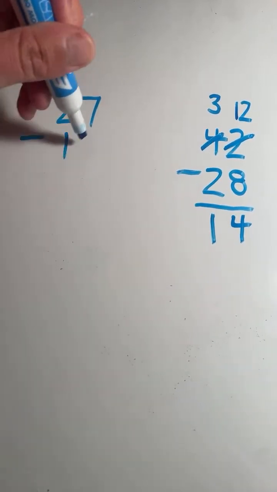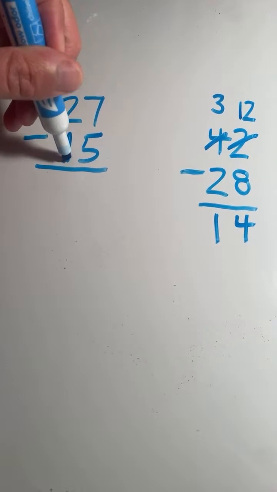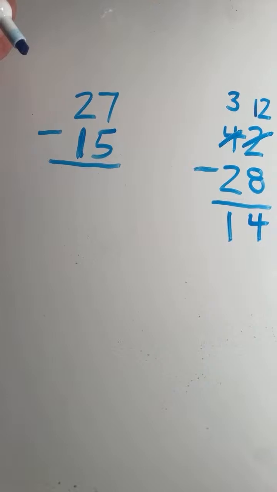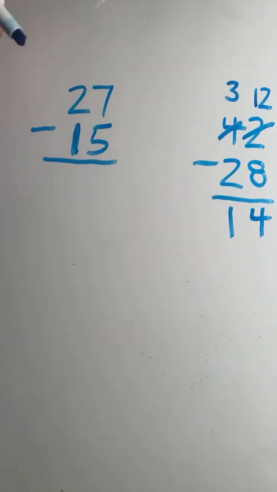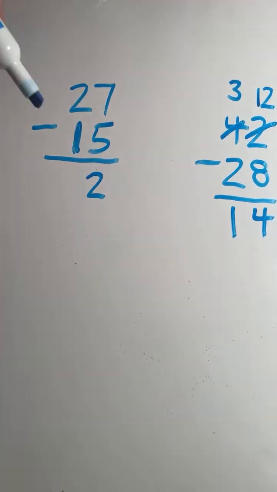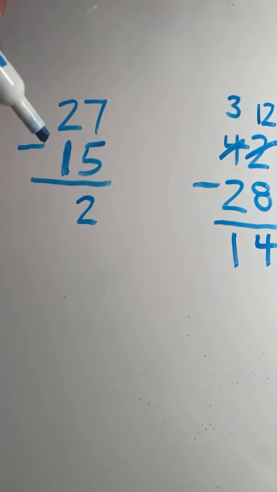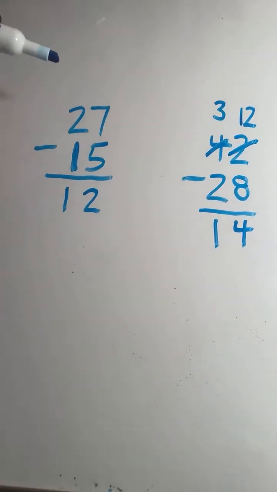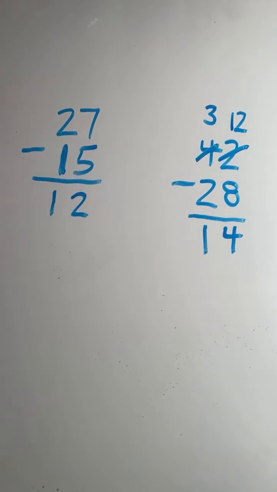All right, 27 minus 15. So we're checking if regrouping is needed. 2 is bigger than 1. 7 is bigger than 5. We do not need to regroup there. So we're going to go right into the subtraction. 7 minus 5 equals 2. 2 minus 1 equals 1. And we have our final answer. 27 minus 15 equals 12.